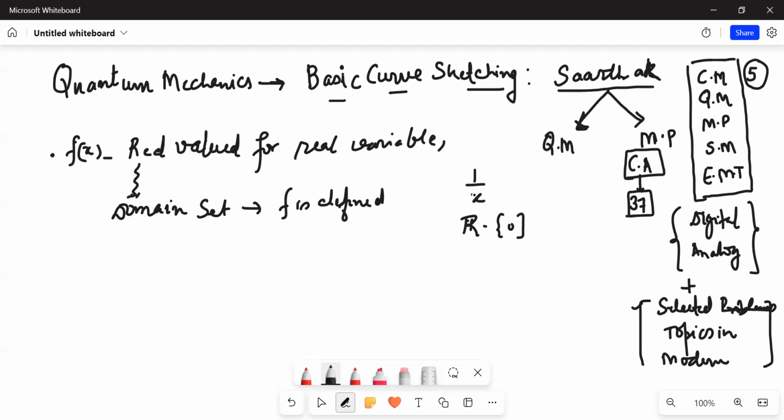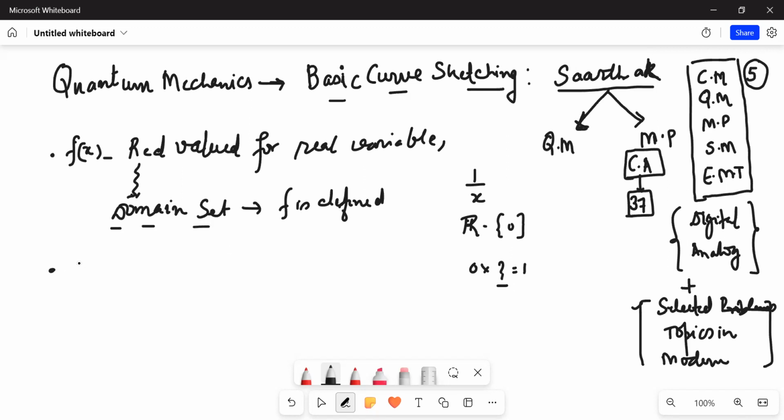Because if we divide anything by 0, it is not defined. And I hope you understand why: because there is no number that multiplies with 0 to give you 1. So this quantity remains undefined. Therefore, 1 upon x would be defined for all real x, but it will not be defined at x equal to 0. So this is first.